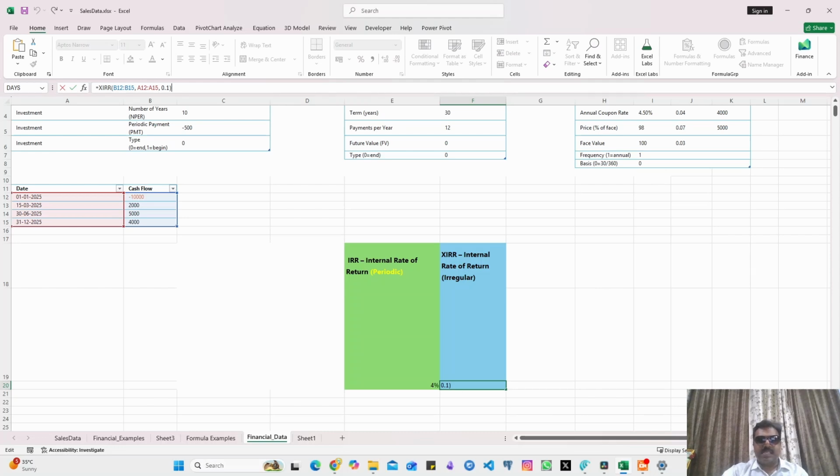Using XIRR ensures your models reflect the messy reality of business dates, providing a robust ROI analysis every time. It is the ultimate tool for defensible decision making.